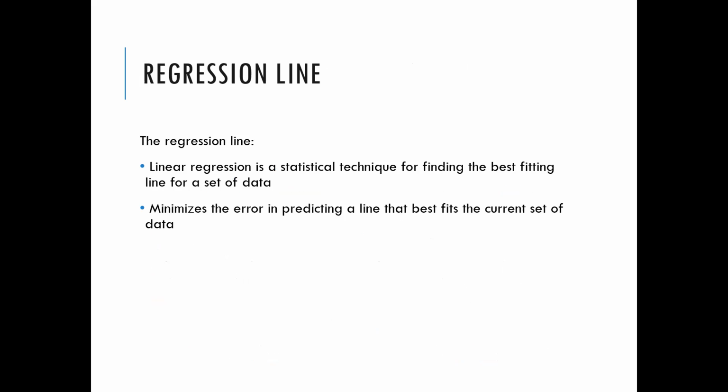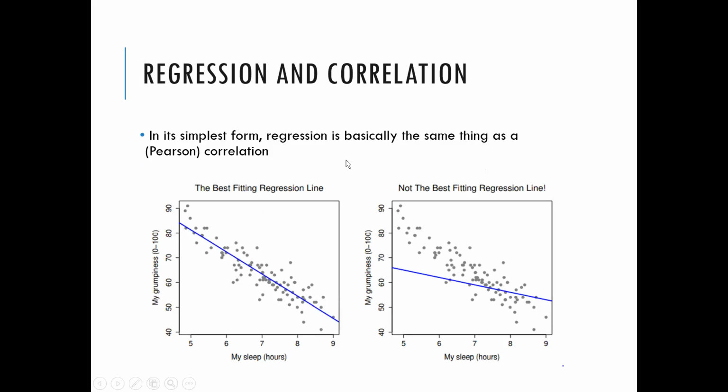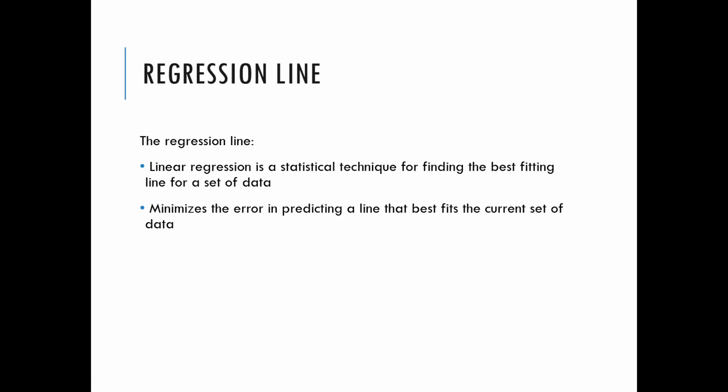And so the regression line is just a statistical technique for finding the best fitting line, right? So intuitively, when we see a scatter plot, we want to see a line that cuts through the middle of all the data points. So like this, the figure on the left, right? Whereas the figure on the right, we can look at that visually and say that's probably not a line that fits the data points very well. And the regression line just minimizes the error in predicting a line that best fits the current set of data.